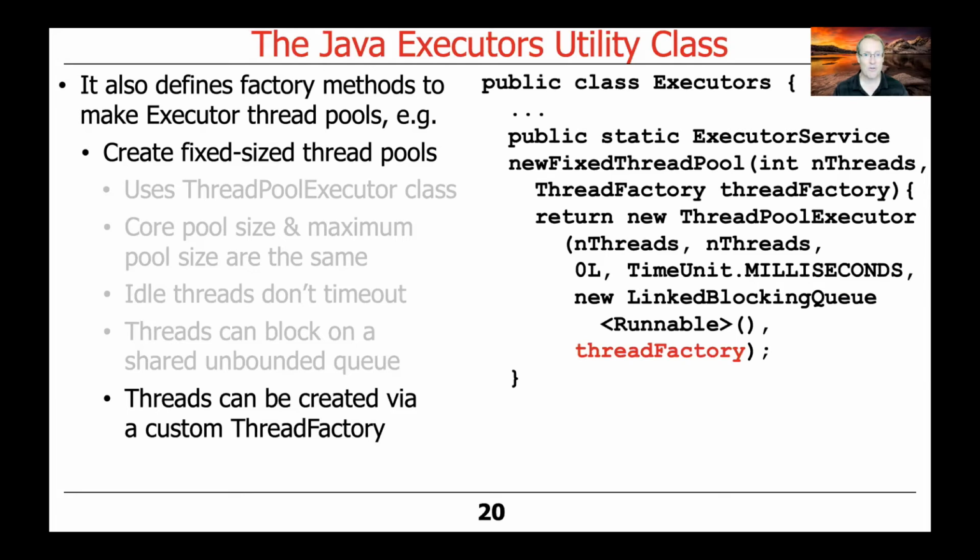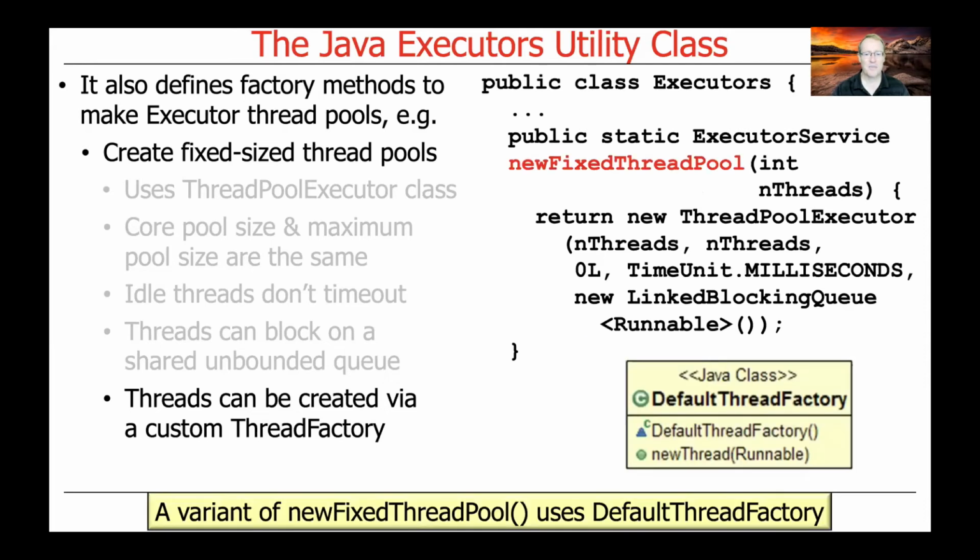If you want to make your own thread factory that changes the priorities or changes whether the thread is a daemon thread or not, or gives the thread special names, whatever you want to do, you can pass in that thread factory. There's also a variant of newFixedThreadPool that just uses the default thread factory and doesn't have custom behavior. So if you're happy with the default, go ahead and use the 5-parameter version.